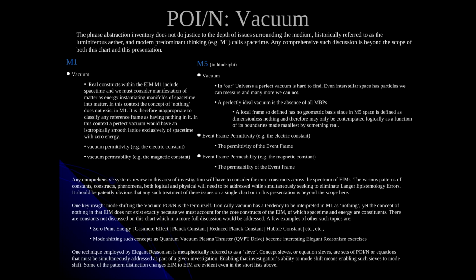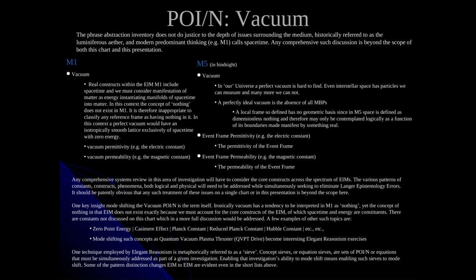And M5 defines space as dimensionless nothing. And so over there, a perfectly ideal vacuum is the absence of all MBPs. Kind of come to the same kind of emptiness, if you will. But then we have to also define permittivity and permeability, things like the Casimir effect, and mode shifting concepts like quantum vacuum plasma thrusters that are fairly exotic kinds of constructs.